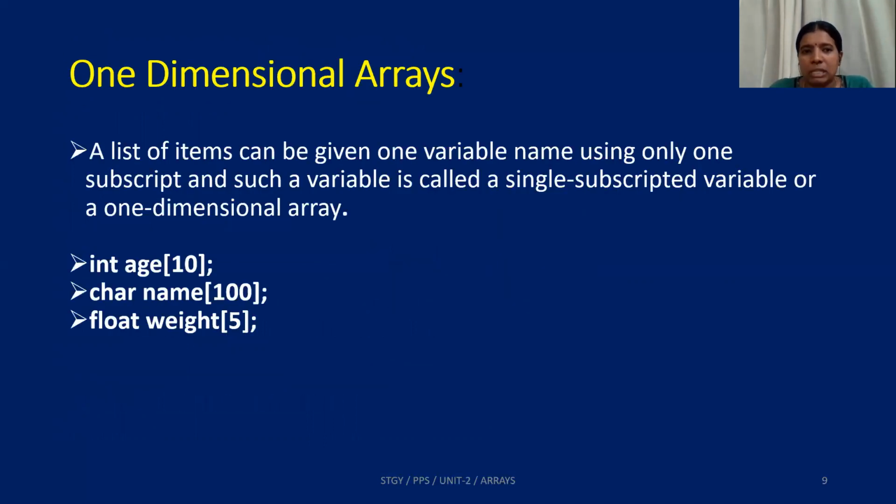So what are one-dimensional arrays? A list of items which are arranged in one dimension, or which has one subscript, put in a linear fashion, is known as a one-dimensional array. Again, they are a collection of similar elements stored in adjacent locations. Examples: ages of 10 people, names of 100 people, a name storing 100 characters, or weight which can store 5 weights, a collection of 5.